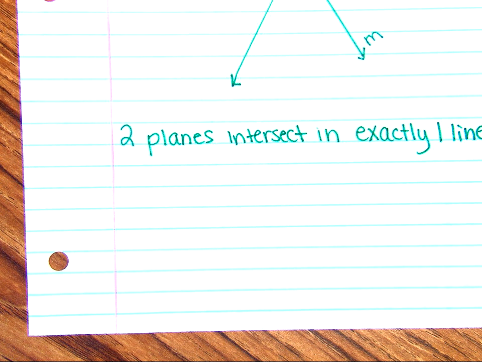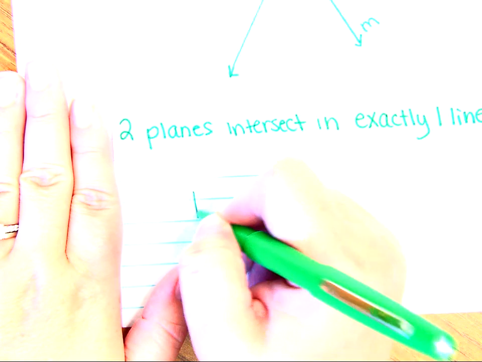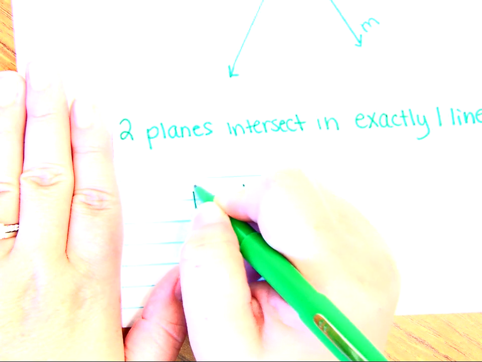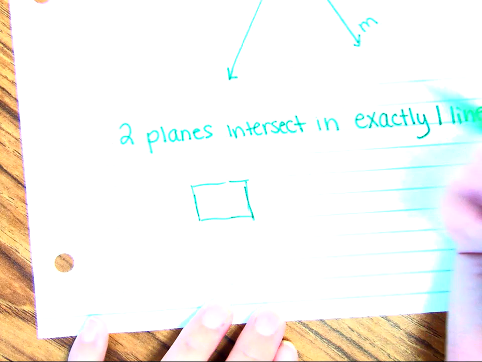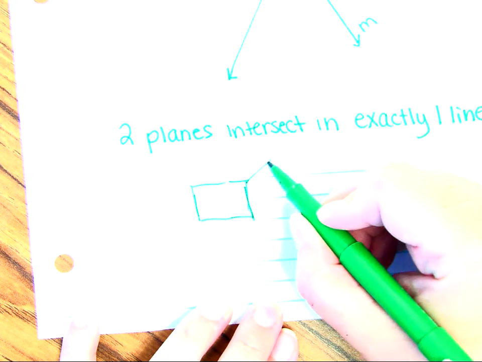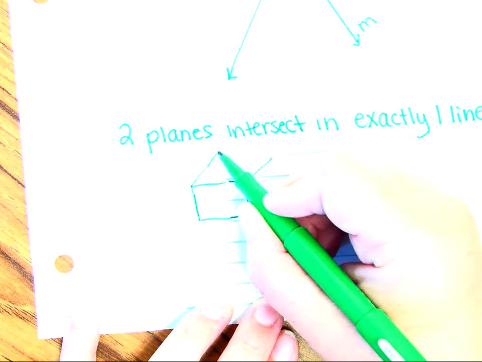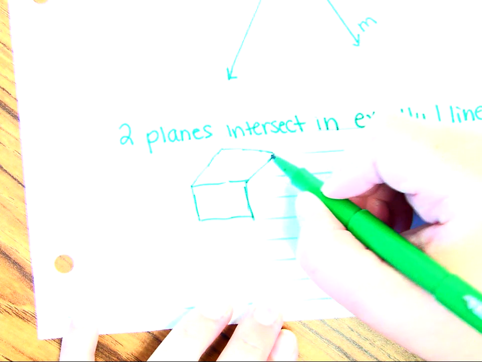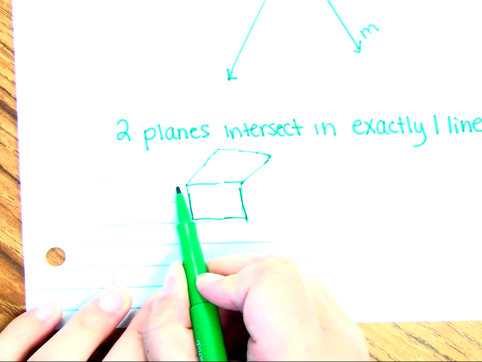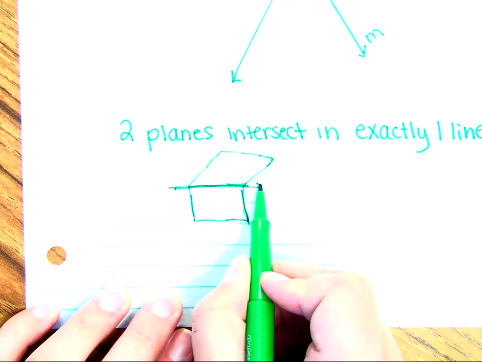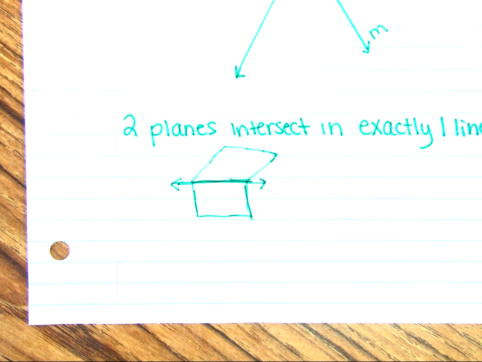So we can also draw an example of this. If I draw a box, okay, there's the front, and let's draw maybe the top. Okay, so there is the front of my box and the top. They intersect in exactly one line, right there. Okay, so two lines intersect in exactly one point. Two planes intersect in exactly one line.